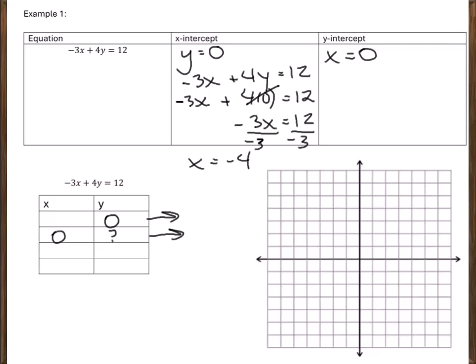Okay, so let's go ahead and put that in our table. So this mystery number is 4. So we have the ordered pair (4, 0). And that blue dot right there is my x-intercept. Okay, so now all we have to do is find the y-intercept.